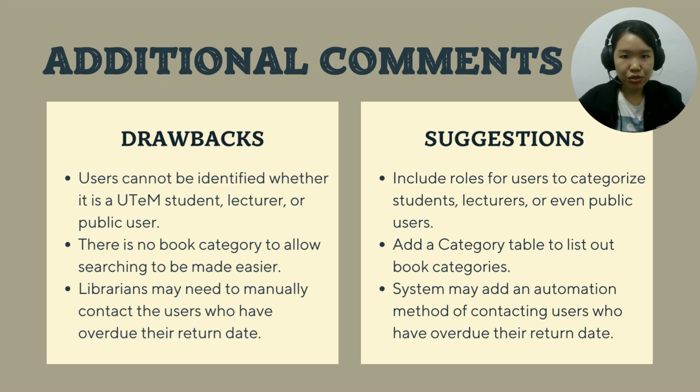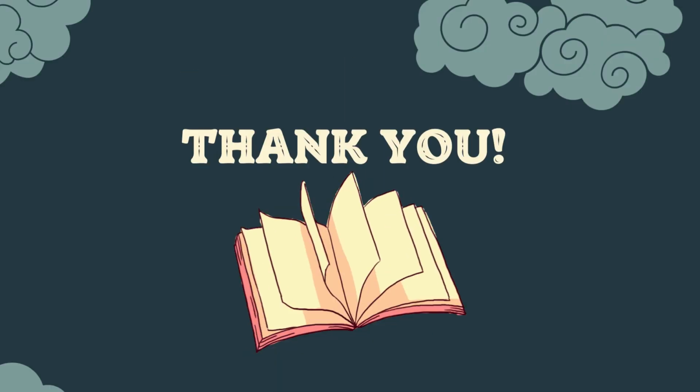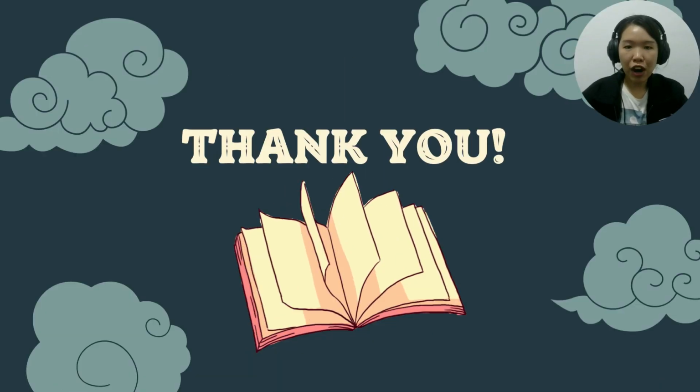These are the suggestions we provide to improve the drawbacks. Firstly, let's include roles for users to categorize students, lecturers, or even public users. Secondly, add a category table to list out book categories. And finally, the system should add an automation method for contacting users who have overdue return dates, such as an automatic email response. Finally, that is the end of our presentation for our library return book management system.